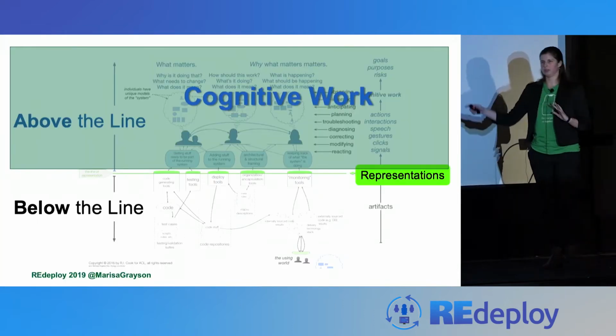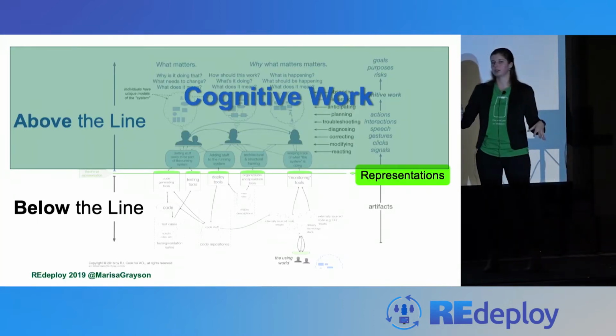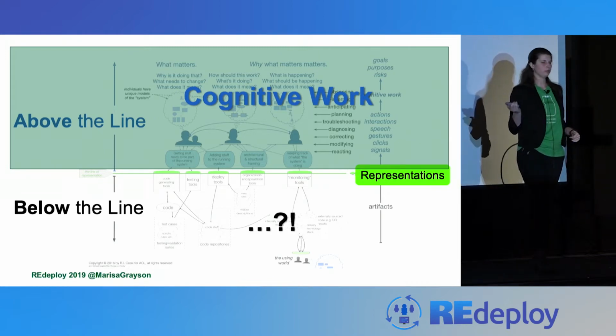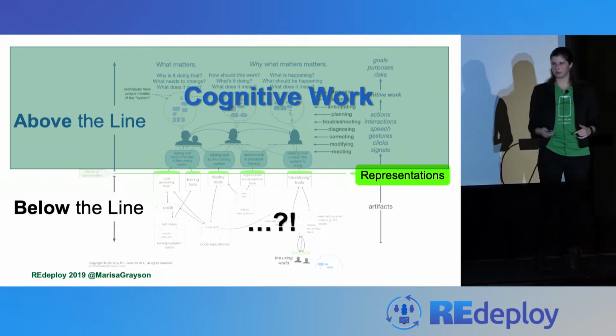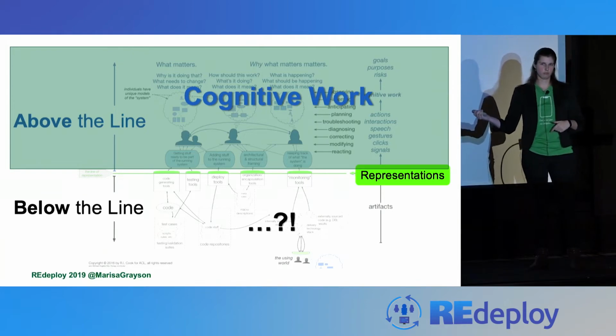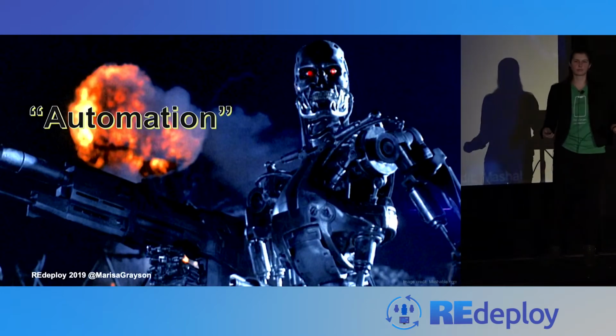So that's all focusing on the cognitive side, why we think above the line is so important. Well, what about below the line? I mentioned that you have highly autonomous networks, highly autonomous processes. What is that doing below the line? So we got to talk about automation.